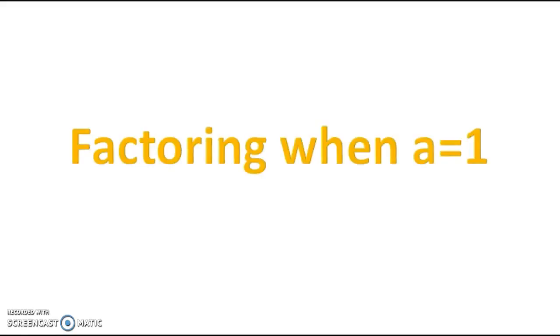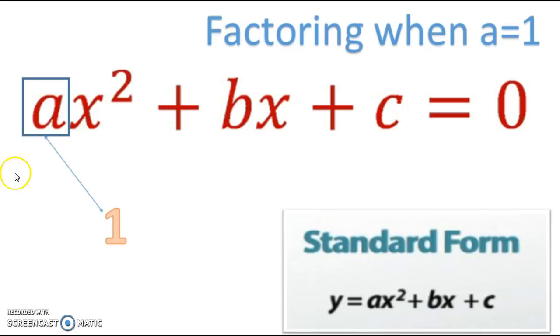Hi, we're going to be factoring quadratics. This is when the a value is 1. So here's our quadratic, ax squared plus bx plus c equals 0. Remember, we're trying to find our factors, so we always set the quadratic equal to 0. This is our standard form.